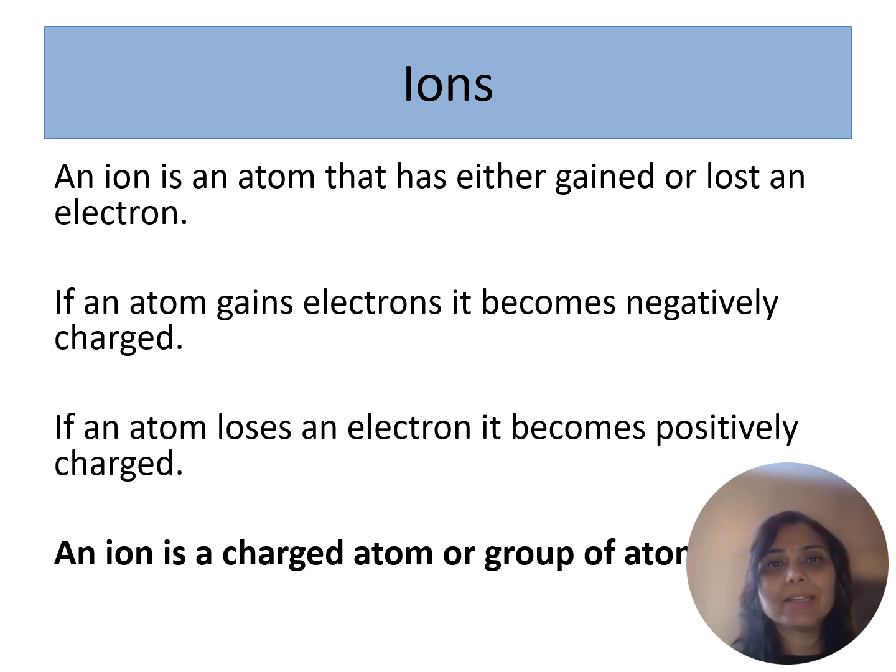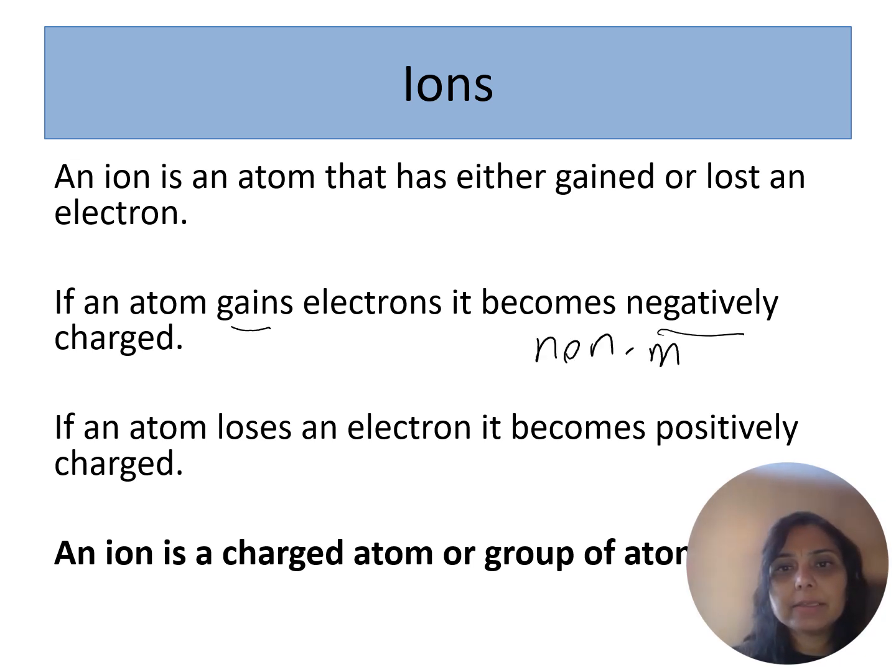So what is an ion? An ion is something that has gained or lost an electron, and what you need to remember is if electrons are gained, then you get a negative charge, which is normally the non-metals, and if you have lost an electron, you get a positive charge, which is normally the metals on the periodic table.